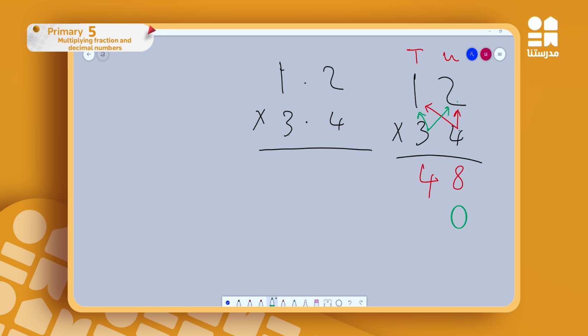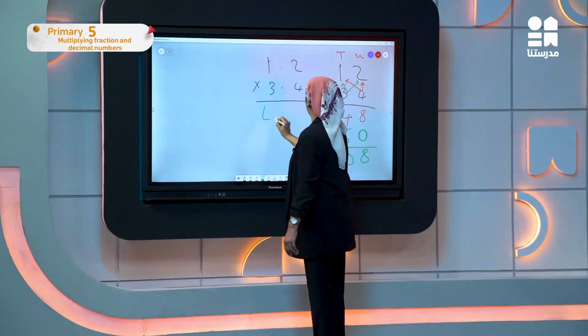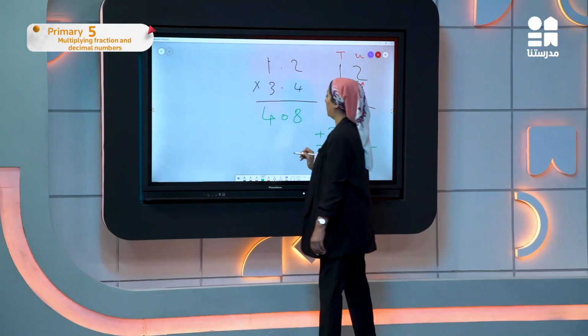So 3 times 2 is 6. I will write it here under the 4 after I wrote the 0 in the units place. Then 3 times 1 is 3. Over here, I will add them together, and the answer will be 8 plus 0 is 8. 4 plus 6 is 10. 0, and I carry up 1. Then 1 plus 3 is 4. The answer here is 408. Now I need to put back the decimal point that I already removed from my number.